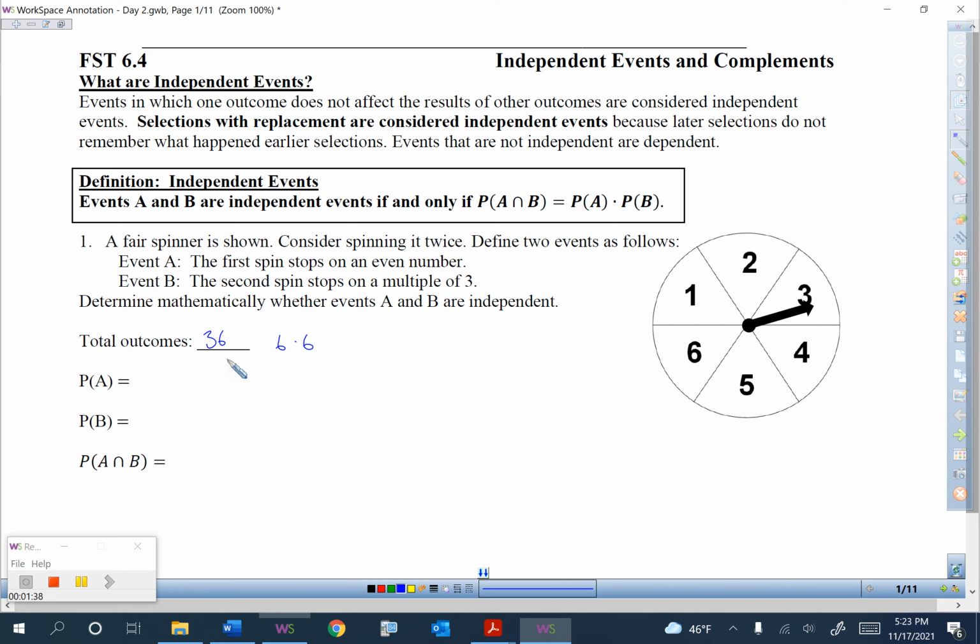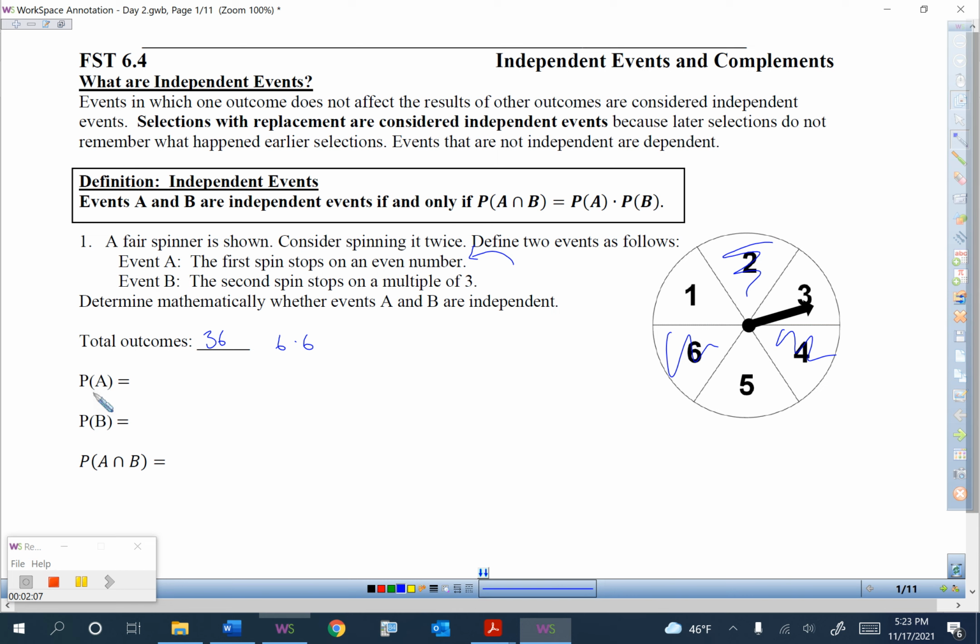And with that, if we concentrate on our events, I said it would be pretty clear that they are independent. If we look at the first one, stopping on an even number, we'd be on 2, 4, or 6. My second spin, being a multiple of 3, doesn't care what the first spin looked like. Because they're 2 separate spins, they would be considered independent. We're going to show that using this math.